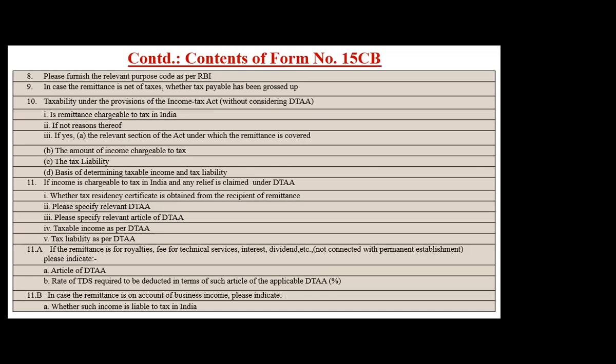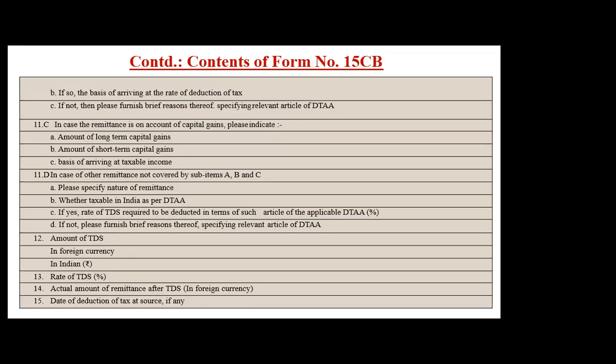Coming to next, so 11, basically it has 4 clauses. 11A is related to the payment made to royalty or FTS or interest or dividend, not connected with PE. Then we come to 11B, where it is business income, or service PE, or whatever PE is declared. Then again, all the reasons and the rate of remittance have to be given. 11C is for the capital gain. So when the payment is towards capital gain, then 11C.